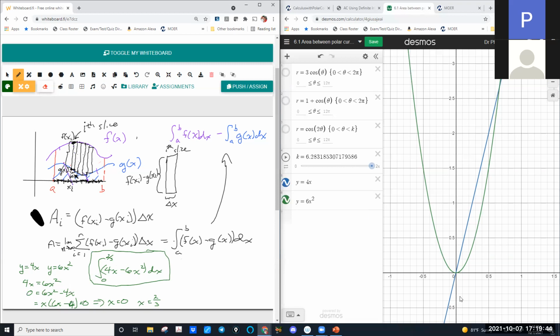But when we get the area between two curves and we've got a clear top and a clear bottom, it's top minus bottom, and then we find our endpoints for our integral. Questions about that example?